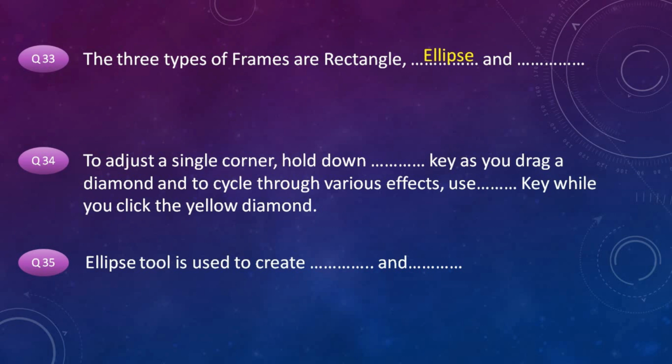The answer for these questions: the three types of frames are rectangle, ellipse and polygon tool. To adjust a single corner, we use Shift key as you drag the diamond, and to cycle through various effects, we use Alt key while you click the yellow diamond. Ellipse tool is used to create ellipse and circles.